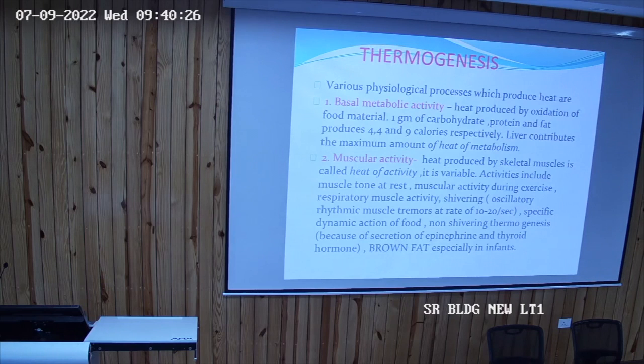The various physiological processes which produce heat are: first is the basal metabolic rate or basal metabolic activity. Heat produced by the oxidation of the food. In each and every cell there is a reaction taking place, which is responsible for generation of energy in the form of ATP. Along with that, the heat is generated. It is taking place at a basal level also, that is, in the resting condition also the reaction is taking place.